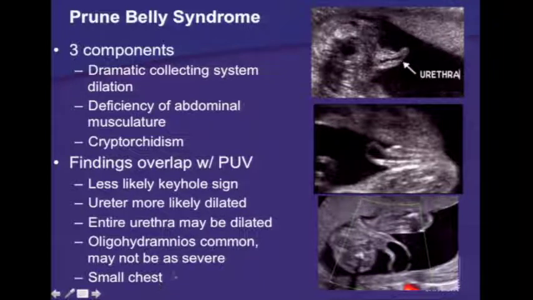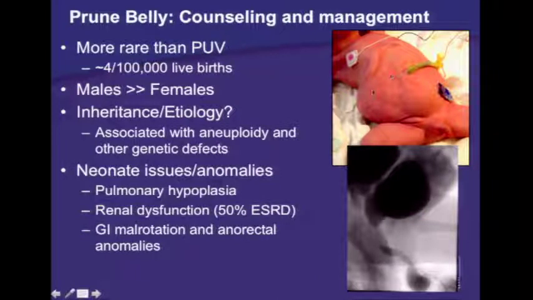Here are three different cases with Prune belly, and we can see the dilated urethra all the way through the shaft and then markedly dilated in this case. So this essentially rules out posterior urethral valve, and you can also see in the third trimester cases there is cryptorchidism. Here's a baby with Prune belly, and you can see that appearance, the classic appearance of the abdomen, as well as the cryptorchidism. And then when the VCUG is done, this is a markedly dilated ureter.